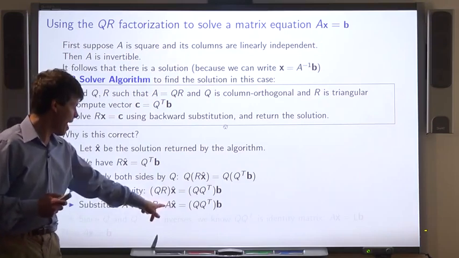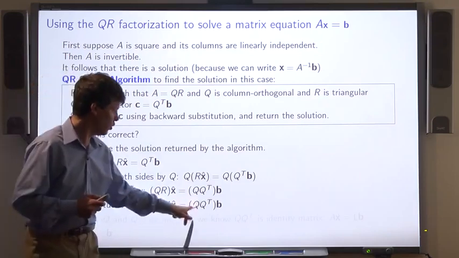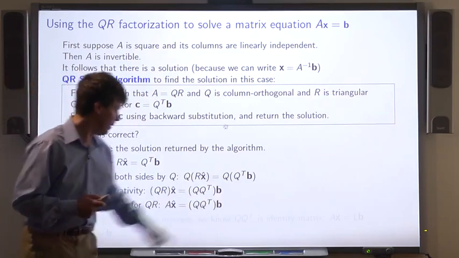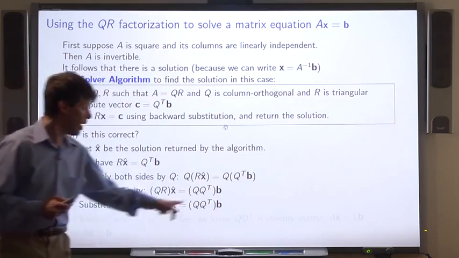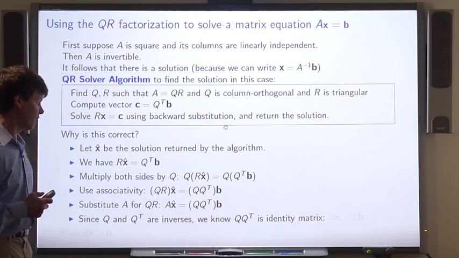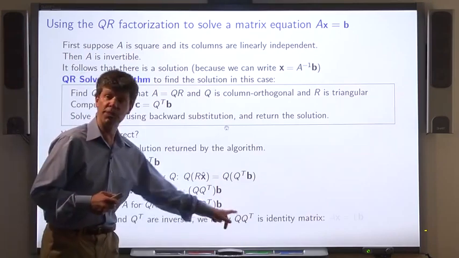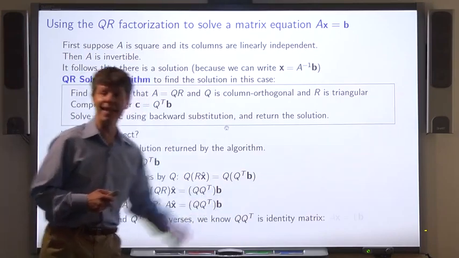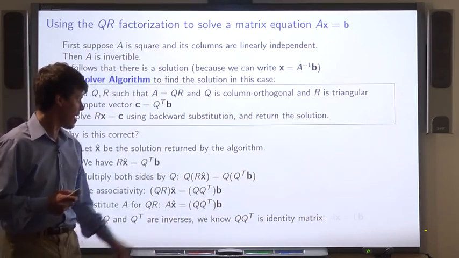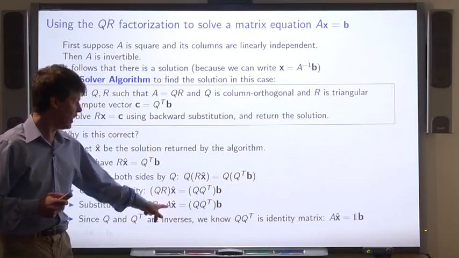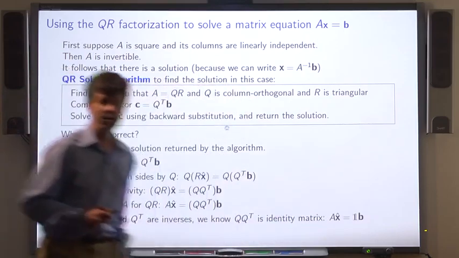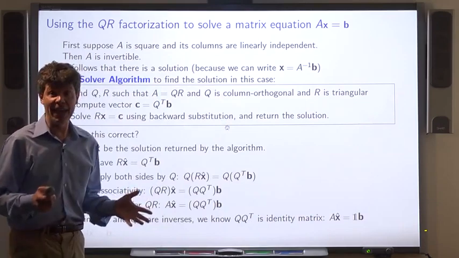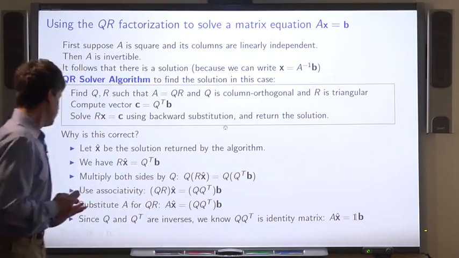So we have A times x hat equals Q times Q transpose times b. But Q and Q transpose are inverses of each other. So Q times Q transpose is the identity matrix. So we get A x hat equals the identity matrix times b. In other words, A times x hat is b. And we've solved the system.